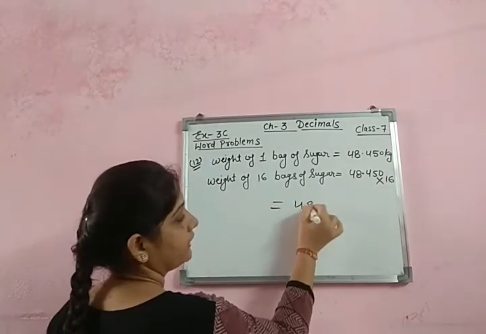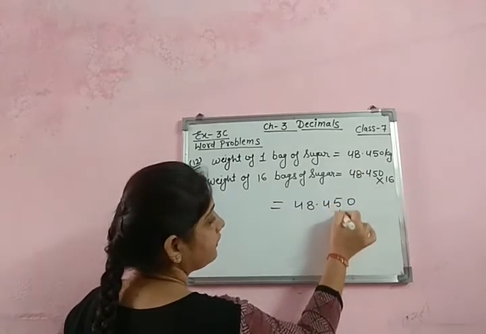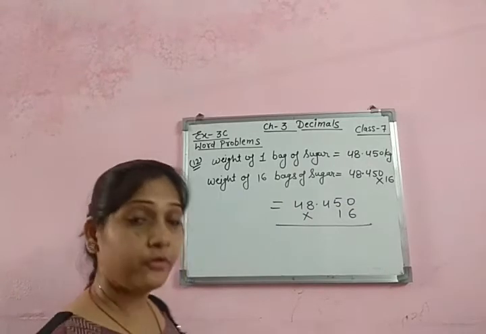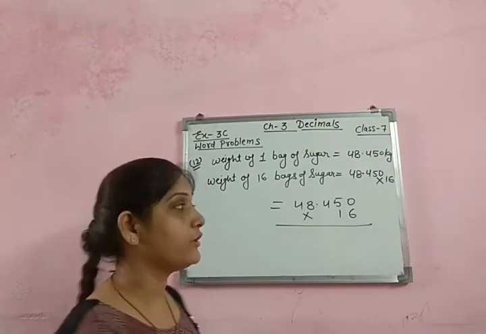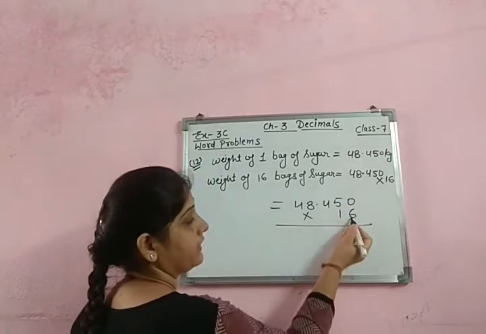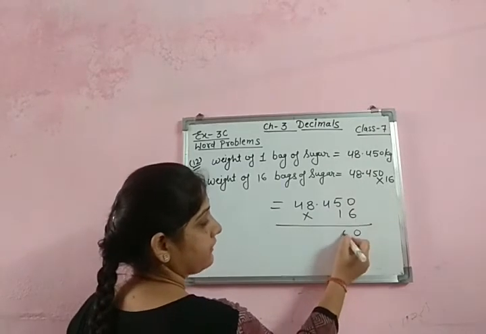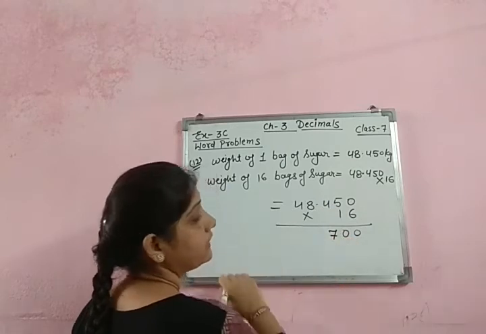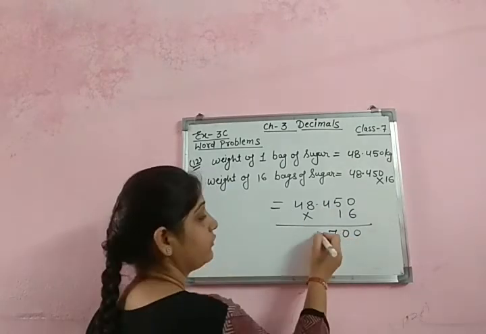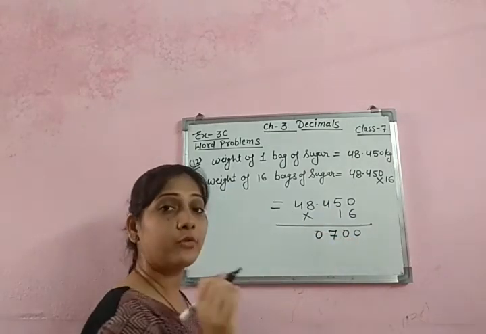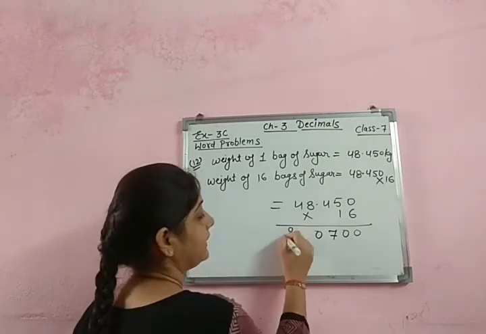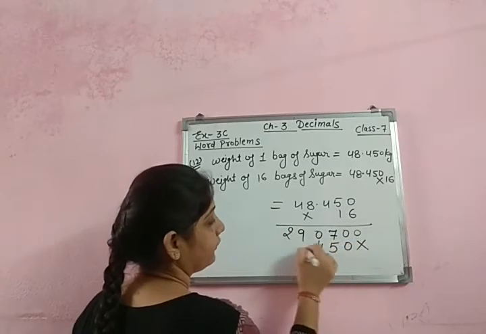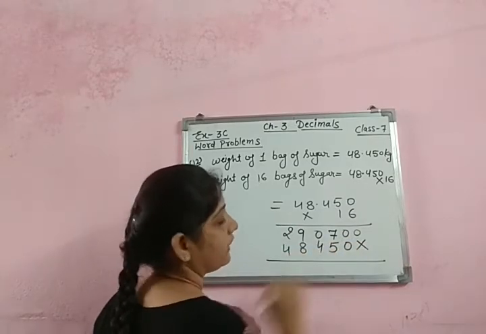Okay, now 48.450, I need to multiply it with 16. It's up to you children. If you know the table of 16 directly, you can do it directly. Otherwise, step by step. 6 zeros are 0, 6 fives are 30, 6 fours are 24 and 3 is 27. 6 eights are 48 plus 2, 50. 6 fours are 24 plus 5, 29. Now by 1: 0, 5, 4, 8 and 4. All the digits as they are.